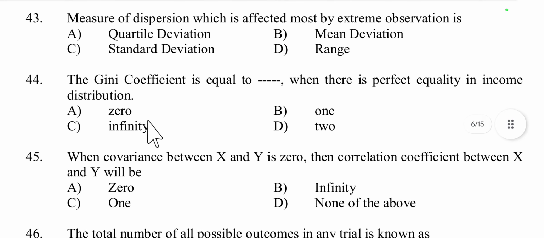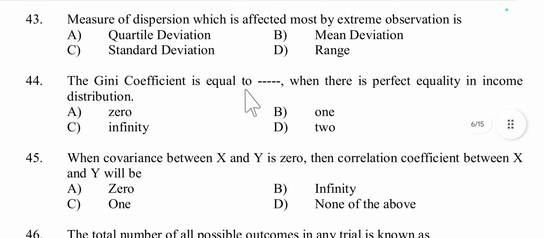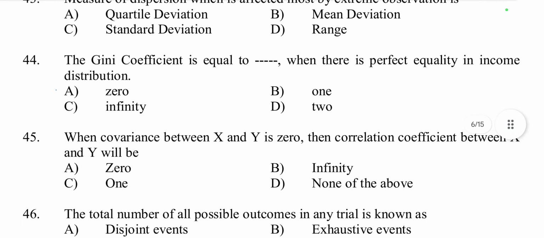Then question number 44. The Gini coefficient is equal to dash when there is perfect equality in income distribution. The Gini coefficient is equal to 0, because the Gini coefficient ranges from 0 to 1. So 0 means perfect equality and 1 means perfect inequality. So option A is the right answer.